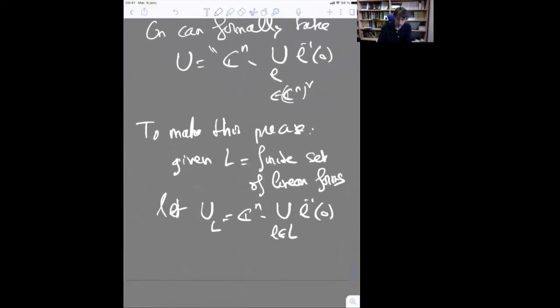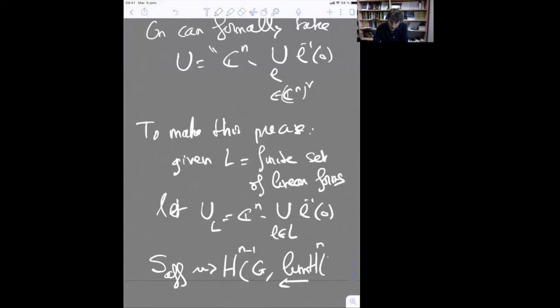And now what your class gives is a class in the cohomology of degree n minus 1 of G with respect to the limit of Hn of UL. And this limit now is really G invariant. So everything can be done. That will be one goal of the next lecture, to make this rigorous.